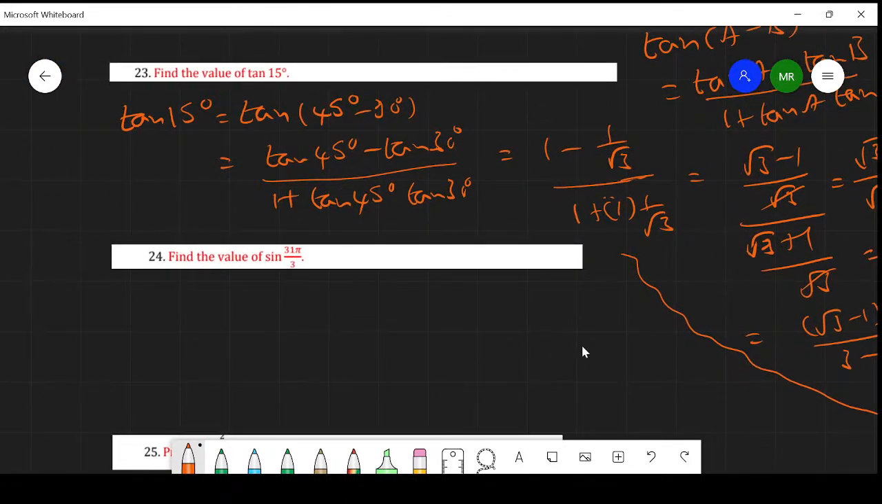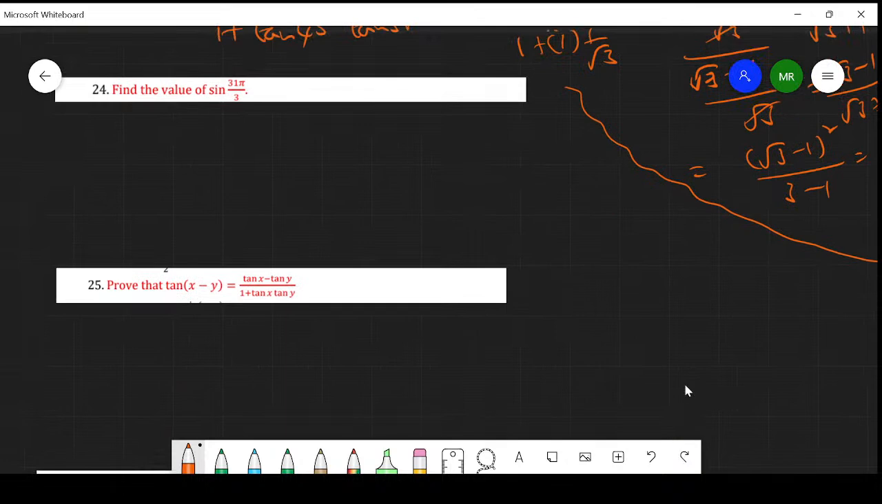Now, find the value of sine 31 pi by 3. So, with this, I am going to stop today's session. This is the last one. Because the other ones are formula derivations only. Generally, they are not asking that.